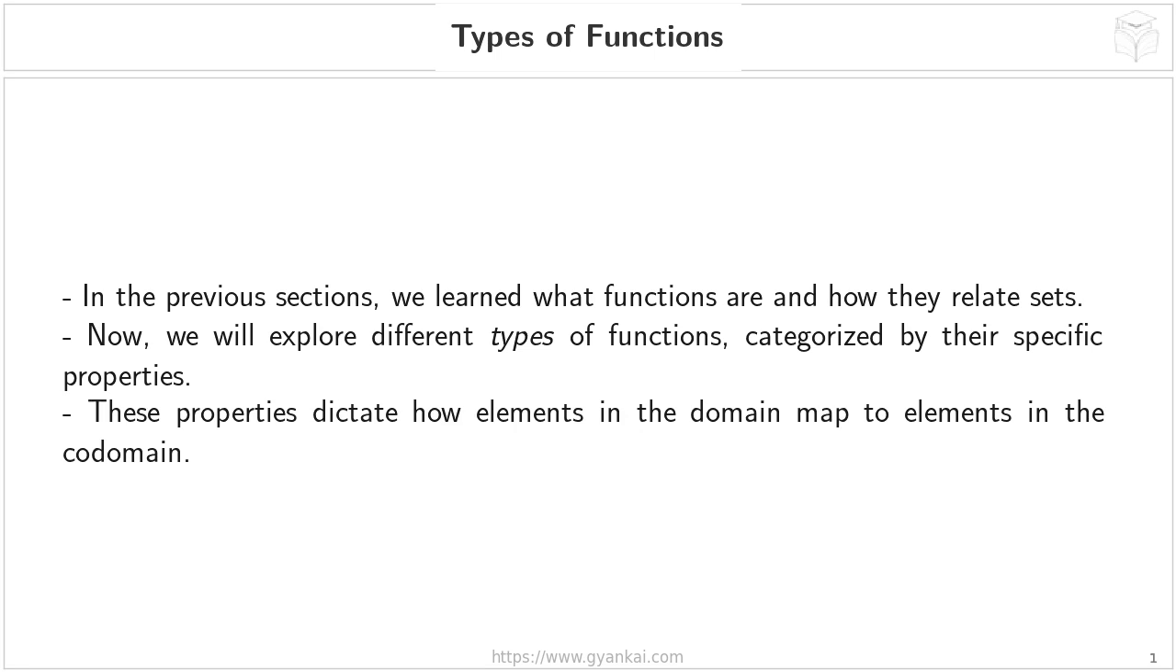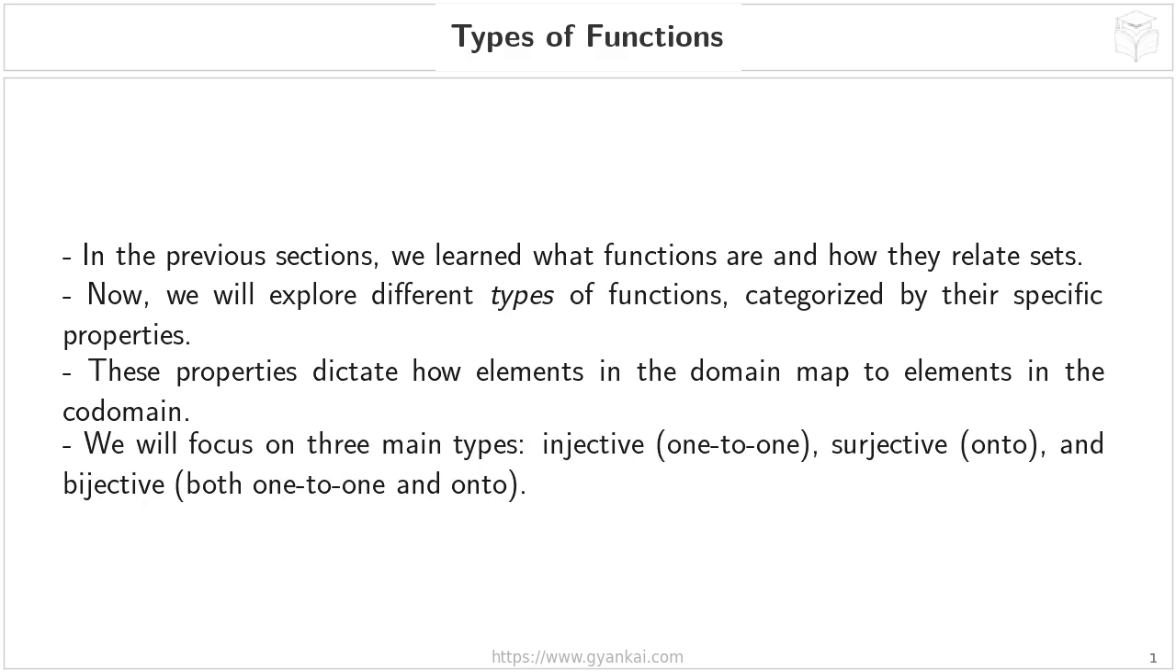Think of it like this. These properties essentially describe how the elements in the domain are mapped or connected to the elements in the codomain. Does every element in the domain have a unique partner in the codomain? Does every element in the codomain have a partner from the domain? These are the kinds of questions we'll be answering. Over the next few slides, we're going to focus on three main types of functions.